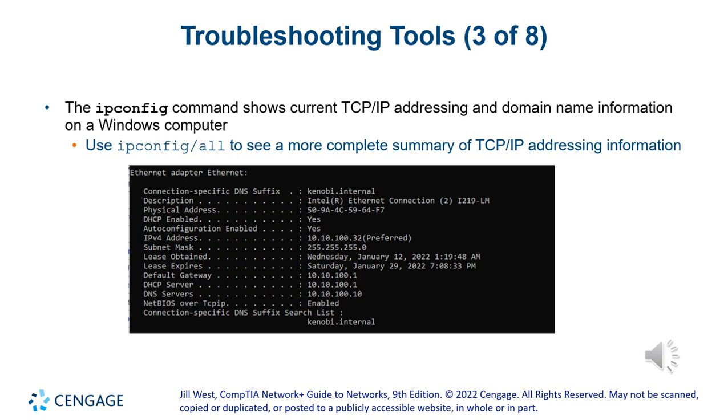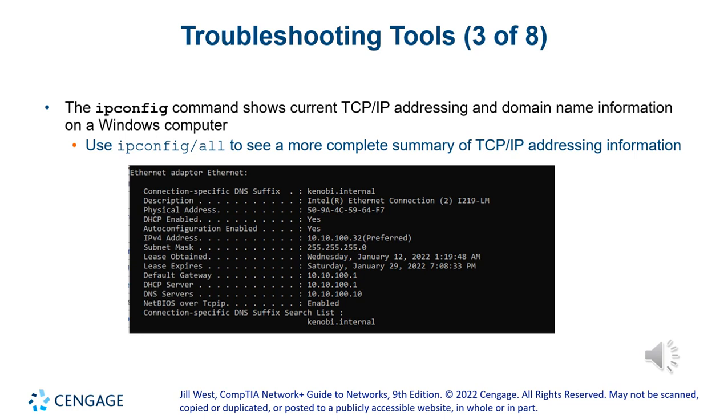Then the second line, the description, is my network card. I happen to have an Intel Ethernet network card, and it's the i219-LM, whatever. I think that would be a model number. And then look at the third line. That's my physical address. So ipconfig gives me my MAC address. That's my unique number, where the first half is the manufacturer.